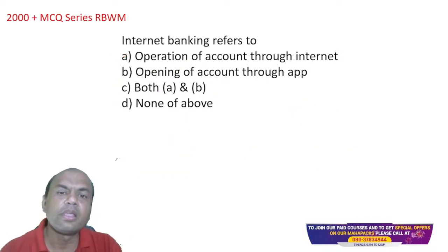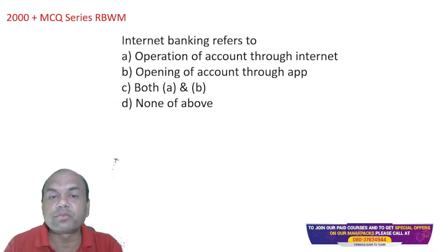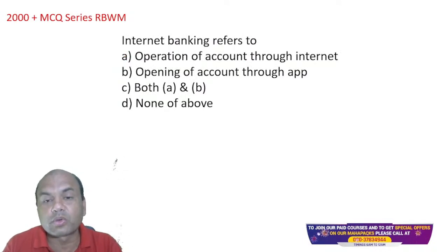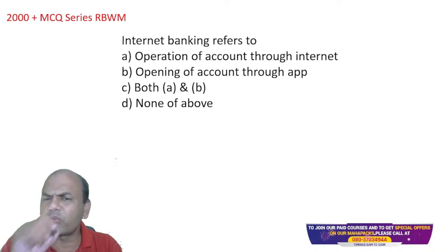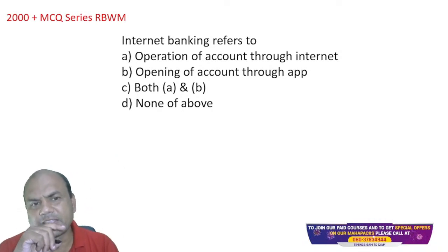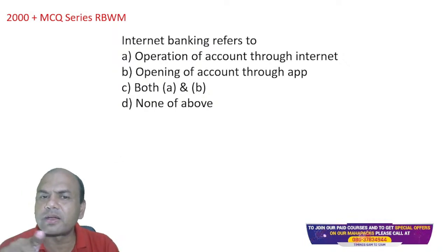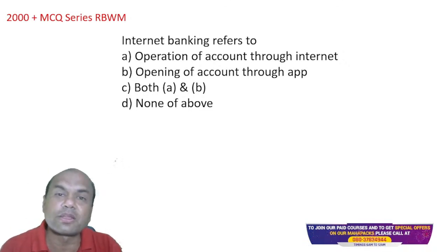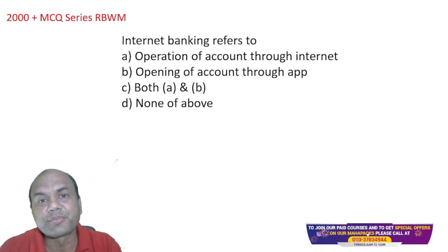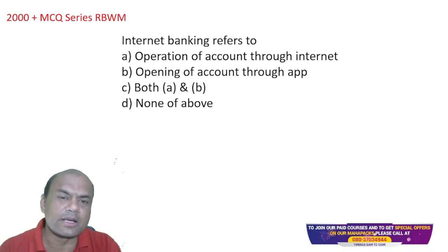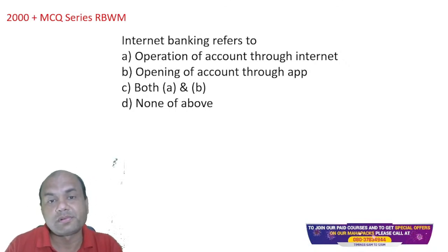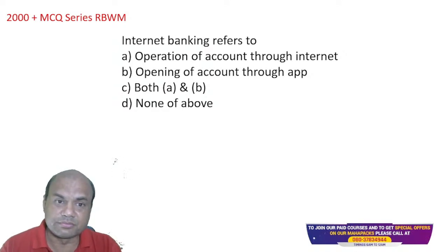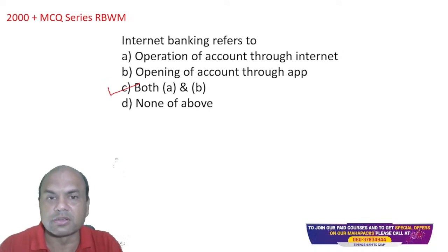Internet banking refers to operation of account through internet, opening of account through app, or both A and B. Now, what do you think, guys? Is it both A and B or only A? Operation of account through internet means I'm having an account with you and I can deposit the money, withdraw the money, transfer the money, check the balances. I can do this. So operation means that. But can I open the account through app now? What do you say? I can, right? The answer is C, both A and B. Remember, internet banking refers to all.